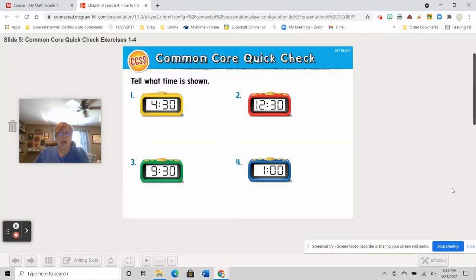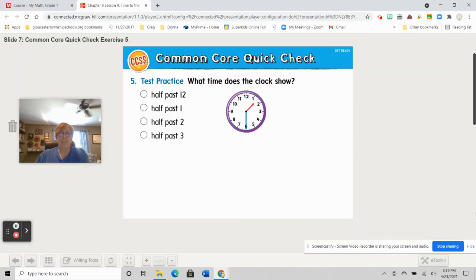All right, I'd like you to look at each of these clocks and say the time out loud. Ready? Number 1, 4:30, very good. Number 2, 12:30, very good. 3, 9:30, and number 4, 1 o'clock. Okay, good job.